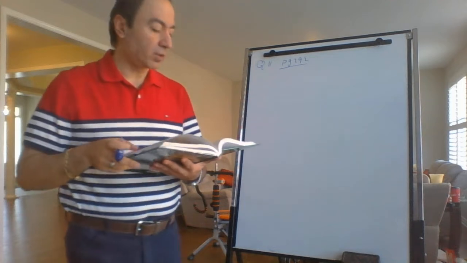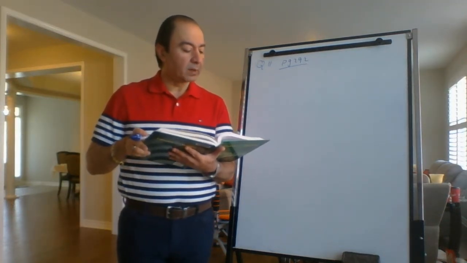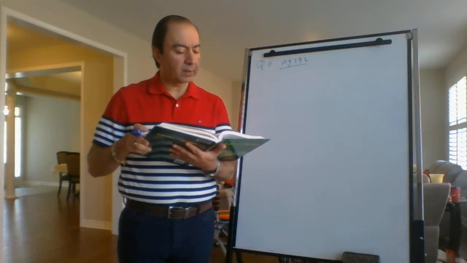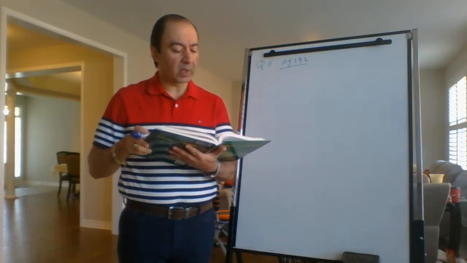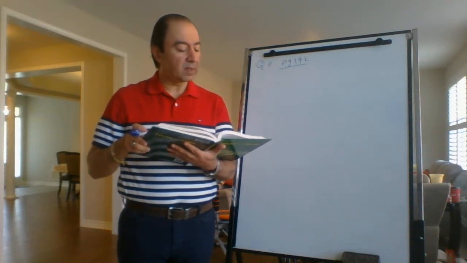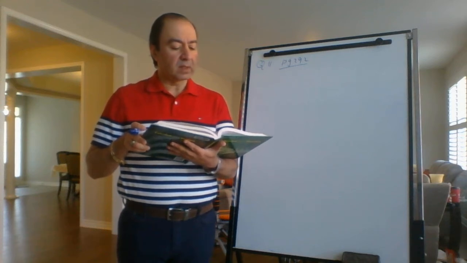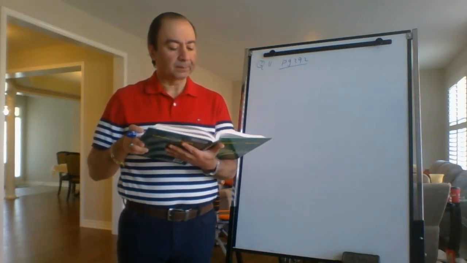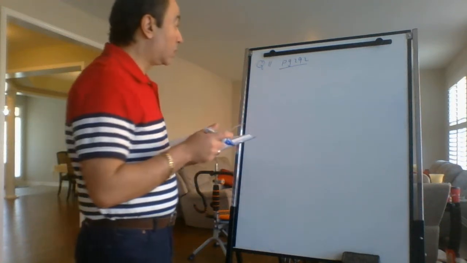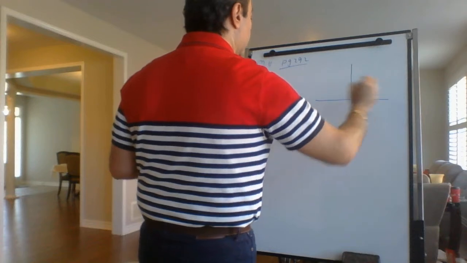So I read the question. A small airplane is flying due north at 150 km per hour when it encounters a wind of 80 km per hour from the east. What is the resultant ground velocity of the aeroplane? Okay, so when we have a question like this, we need to draw a picture.